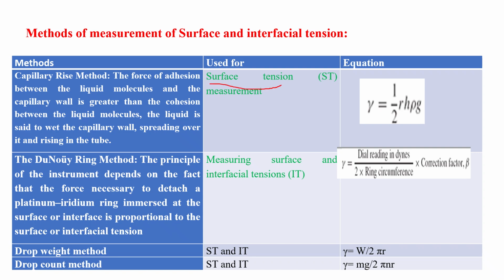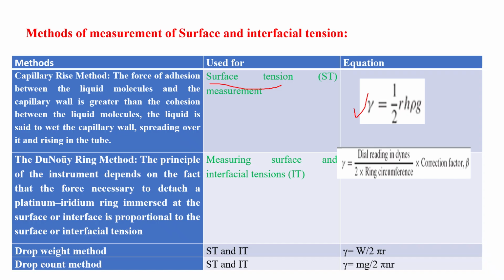And what is the formula for the capillary rise method? Gamma equals 1/2 r rho h g. Here gamma is surface tension, r is the radius of the liquid capillary, h is the height, rho is density, and g is acceleration due to gravity. So what is the relation between height and radius? Inversely proportional. Surface tension is directly proportional to radius, height, density, and acceleration due to gravity.